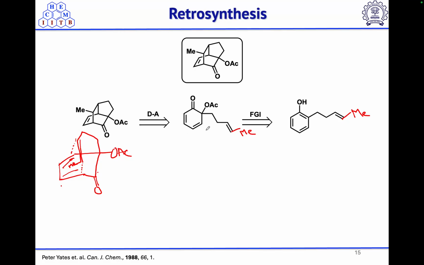Okay, so now how can we get this Diels-Alder diene? If you see, we could get this from this phenol. And this is one known paper, one known work, and this is basically de-aromatization.